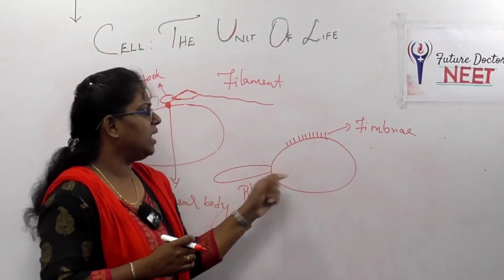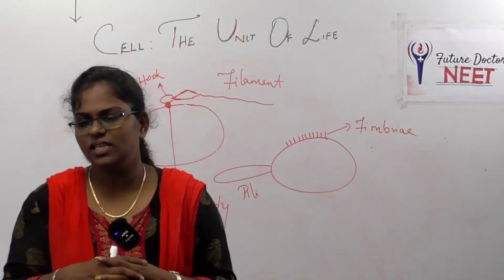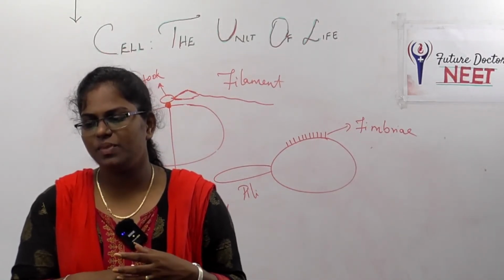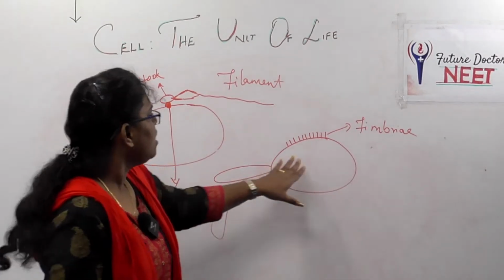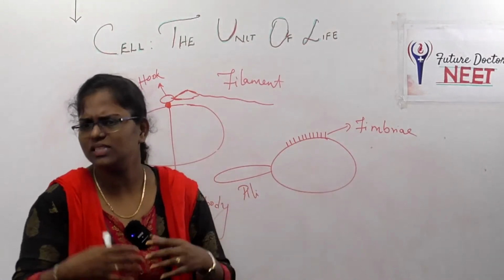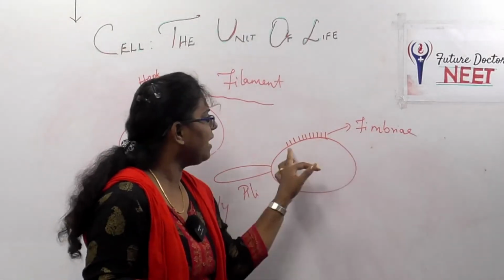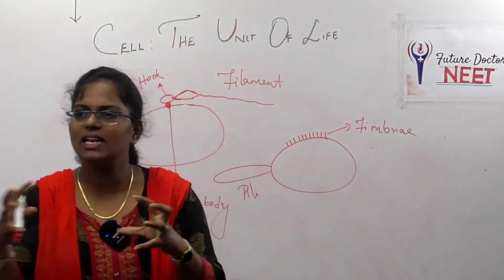In some bacteria, fimbriae are known to help attach the bacteria to rocks in streams and also to host tissues. So, most bacteria are found outside near rocks and streams. If these fimbriae are there, it can easily attach.